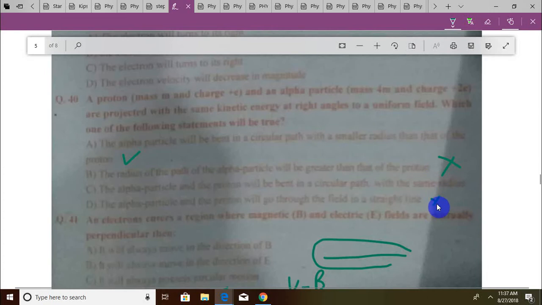You can also find another formula. We can do mv squared over r is equal to B q v. So it becomes B q r is equal to m v, and r becomes mv over Bq. So when we start the comparison, it's impossible to do so directly because we don't know anything about the velocity. So we can do it this way. The alpha particle, because it has a greater mass, will have the greater momentum.